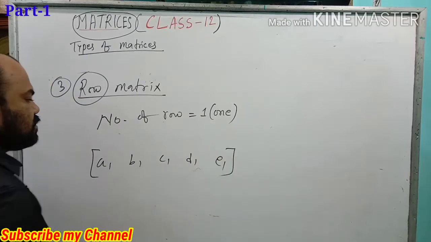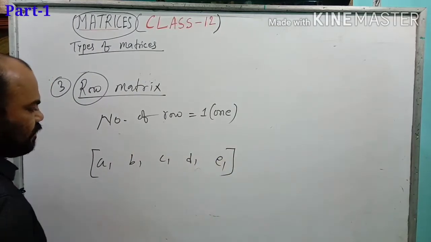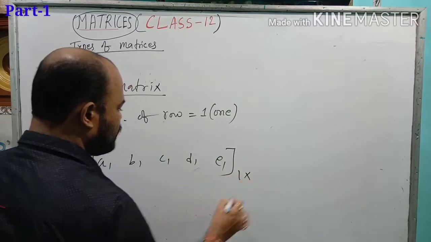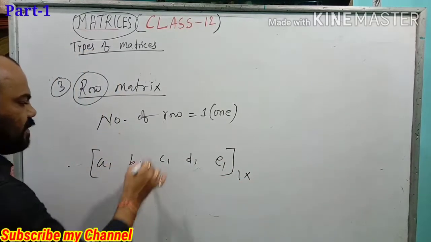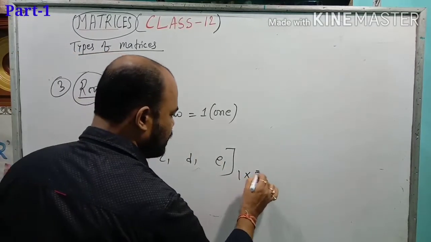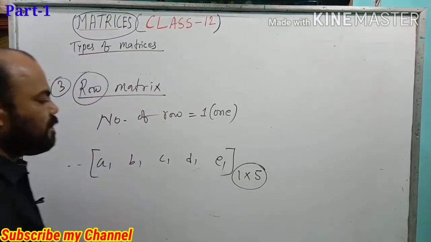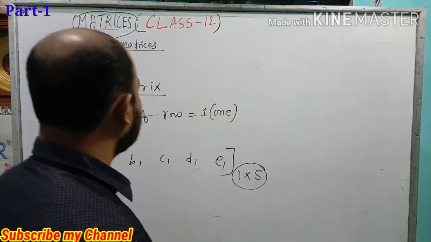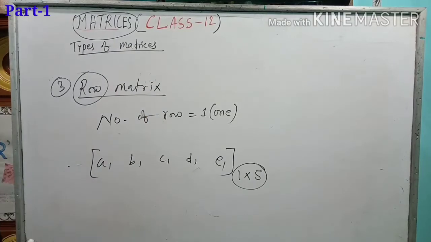This is a matrix also, as it is in the form of a matrix. Now see, how many rows are there? 1 into how many columns? Each element here represents a column. So how many columns are there? 5. So this is the order of the matrix, 1 by 5. But as the number of rows is exactly 1, this matrix is called a row matrix.